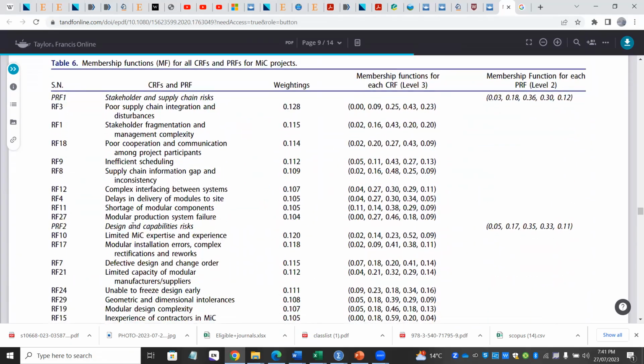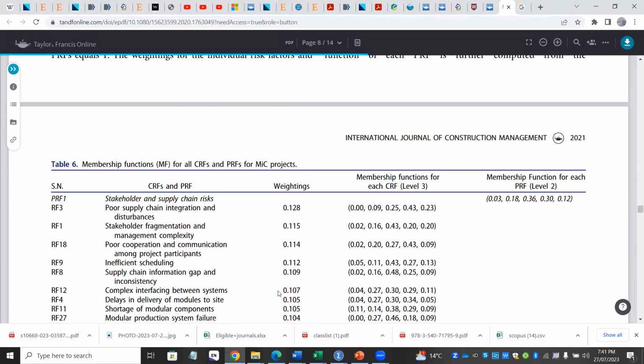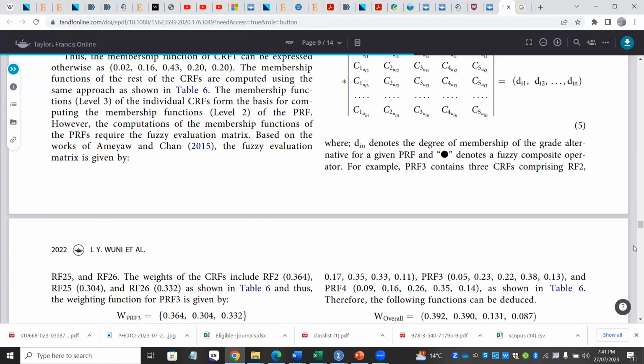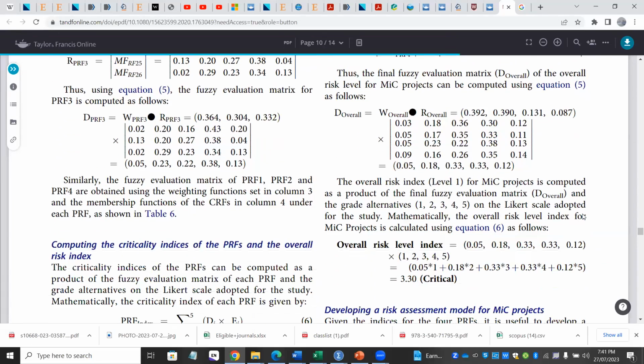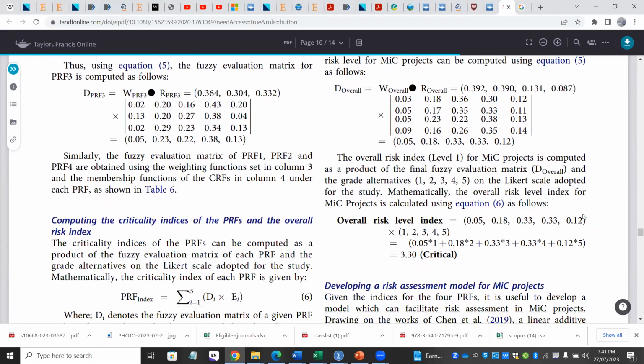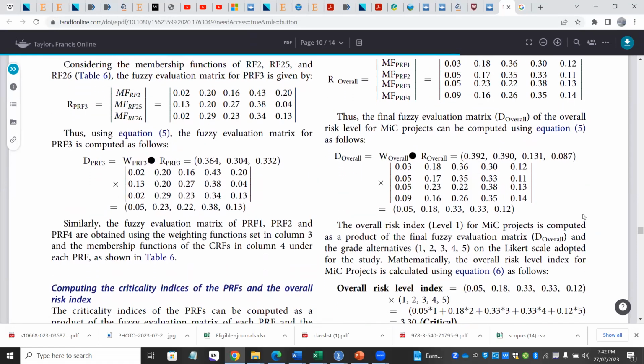If you look at group 1, the membership function of group 1, which is this one, take note of it. This is the group 1 membership function. Instead of doing that, he decided to just multiply the membership functions of group 1 by the alternative grade set. So that is what he decided to do.